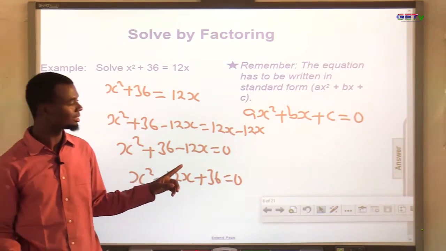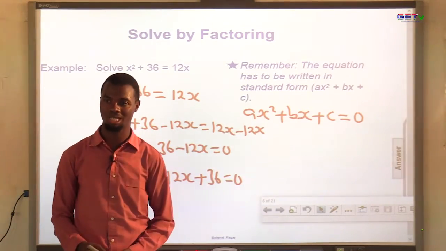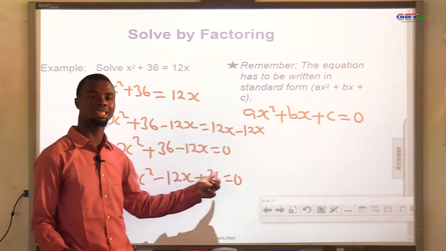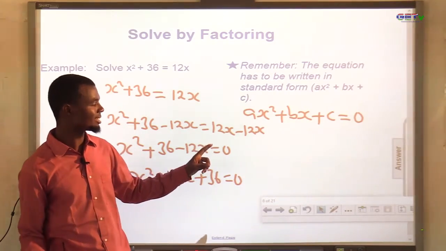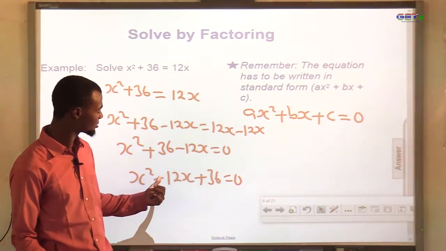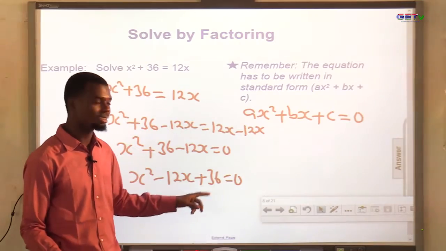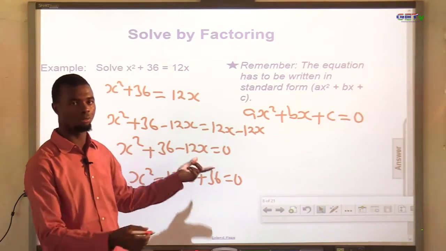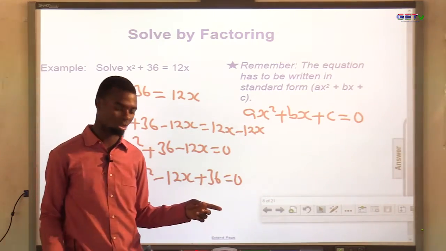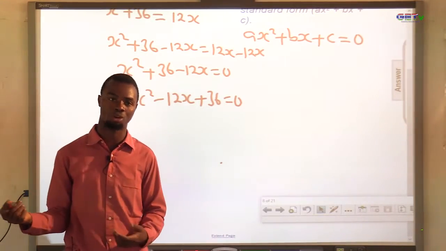Now if you look at it, it is in the standard form, in the form of ax squared plus bx plus c. That is x squared minus 12x plus 36. A is 1, B is negative 12, and C is 36. So you see it is in that form. Now, if you factorize this part of it, then you get the solution of the equation. How do we do that? The same thing that we learned before.